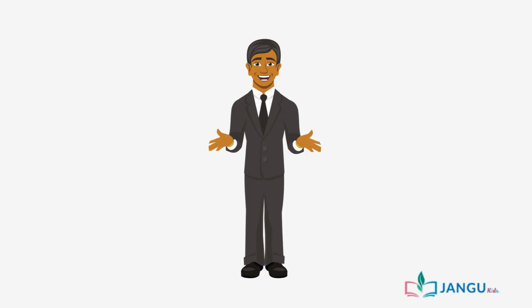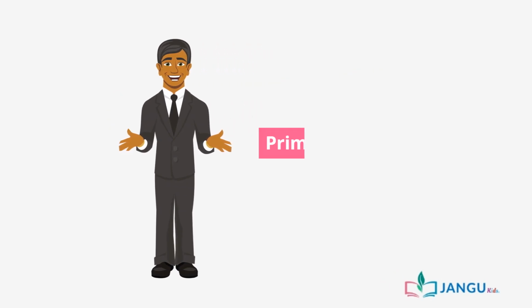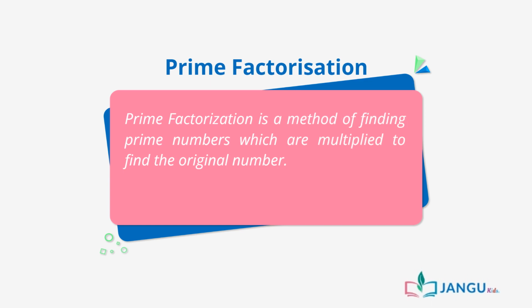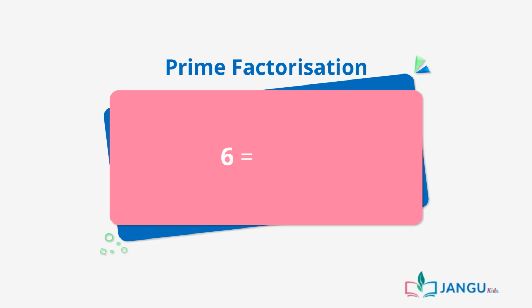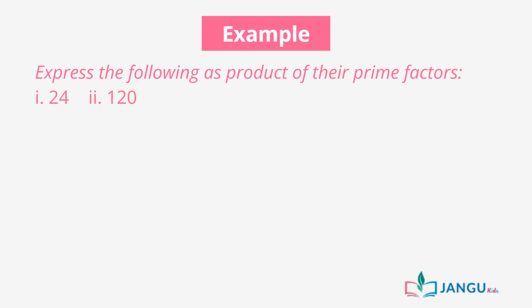Prime factors of any number can be found by prime factorization. Prime factorization is a method of finding prime numbers which are multiplied to find the original number. For instance, 6 can be written as 2 times 3. Let's try some examples on prime factorization. Express the following as products of their prime factors: 1, 24, 2, 120.